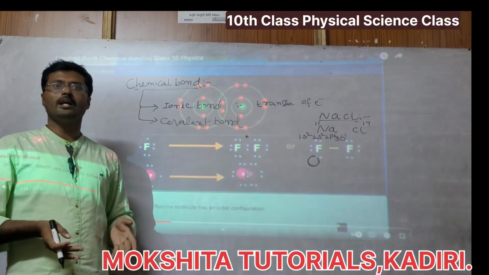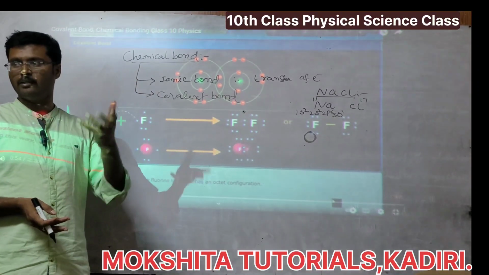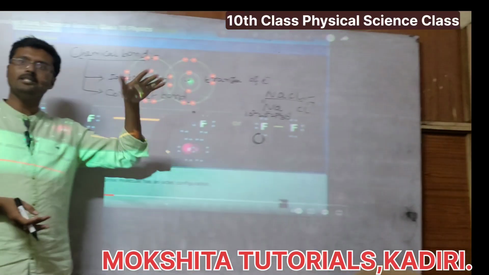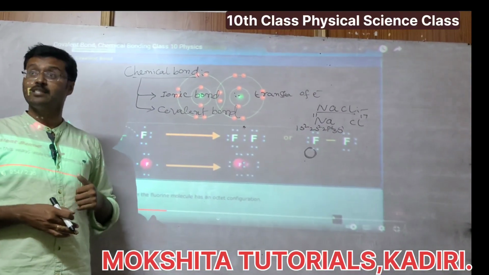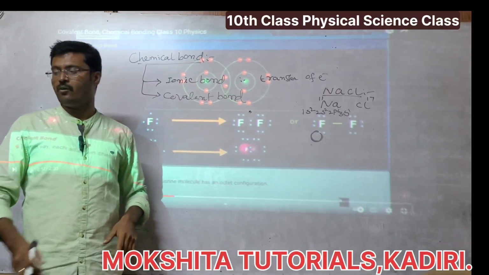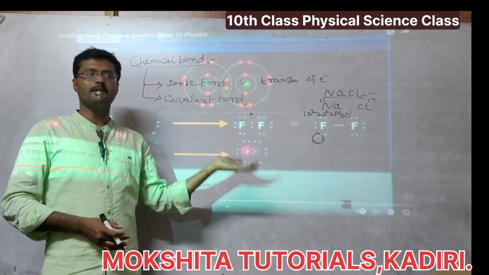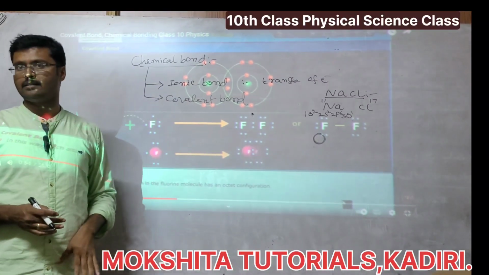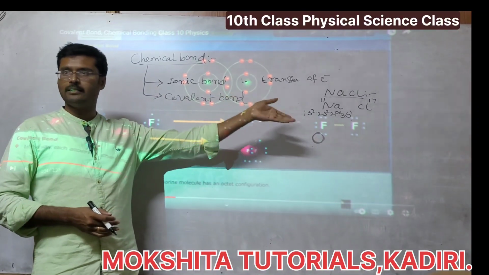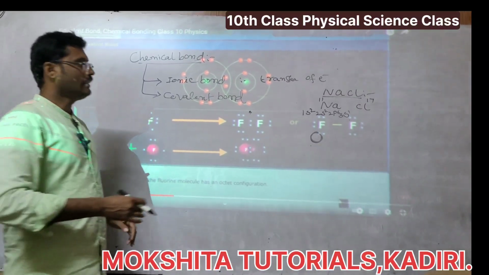Even we are studying to get stability in our life, like getting a good job with a salary. Here also all atoms try to get stability by gaining the octet structure. Sometimes they may lose electrons, and sometimes they may gain electrons. By losing or gaining electrons, automatically they get the octet structure, and finally they get stability.